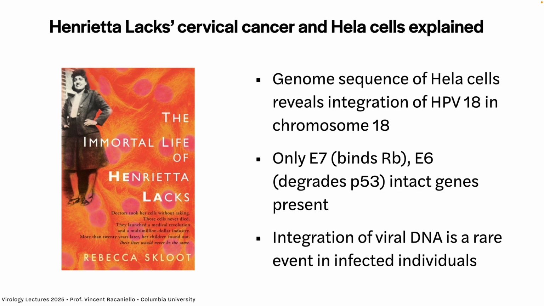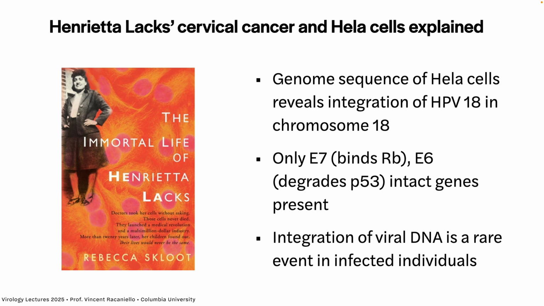Okay, now we can explain HeLa cells and Henrietta Lacks. You may have read this book by Rebecca Skloot. HeLa cells. So Henrietta Lacks had a cervical tumor. In the 50s, they took a piece of it and they put it in cells in culture, and they grew forever. They're transformed. HeLa cells are present to this day in laboratories because they're transformed. The genome sequence of HeLa cells revealed human papillomavirus type 18 integrated into chromosome 18.